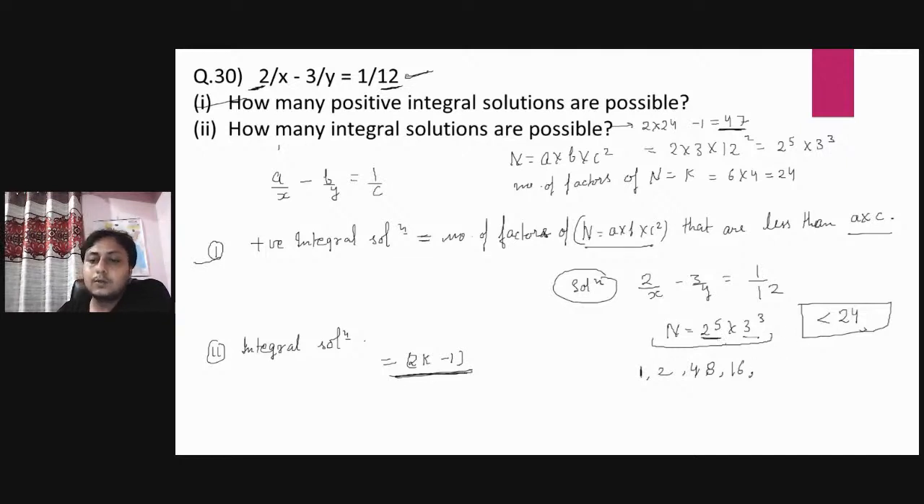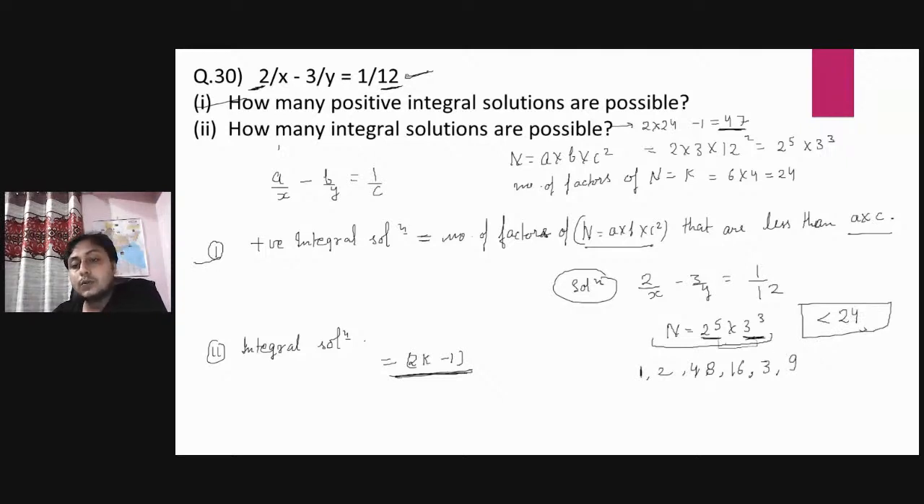Right? Now come to 3 power 3. 3 power 0 is 1, considered earlier. 3 power 1 is 3, one of the factors of this number less than 24. 3 power 2 is 9, also a factor less than 24. 3 cube is 27, which is more than 24. We will not consider 27, right?